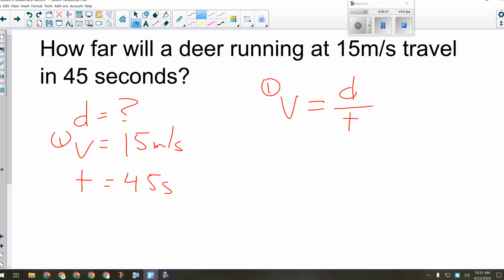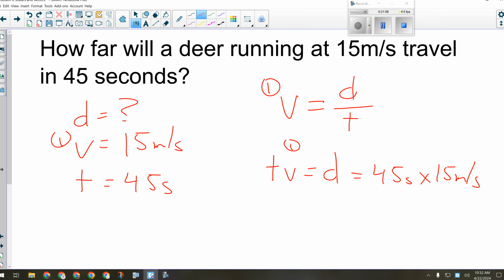Do I need to do any algebra here? I do. I've got to solve for d. So I need to get d by itself by moving t. I'm going to multiply both sides by t, and I'm going to end up with t times v equals d. You get a mark for your algebra. Then we're going to plug in our numbers. That's going to be 45 seconds times 15 meters per second.